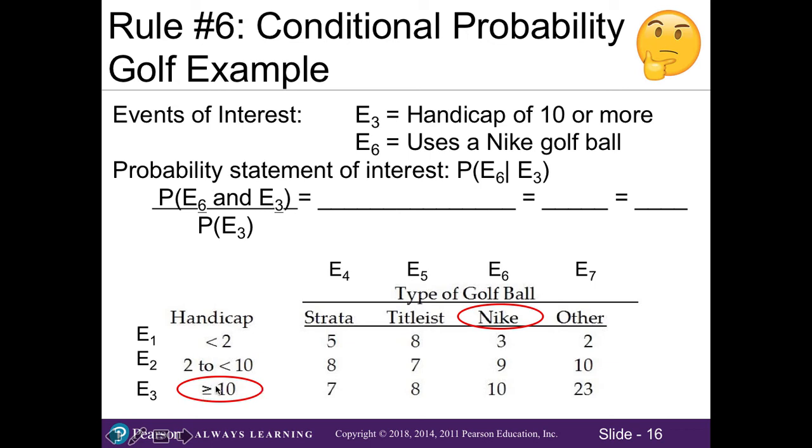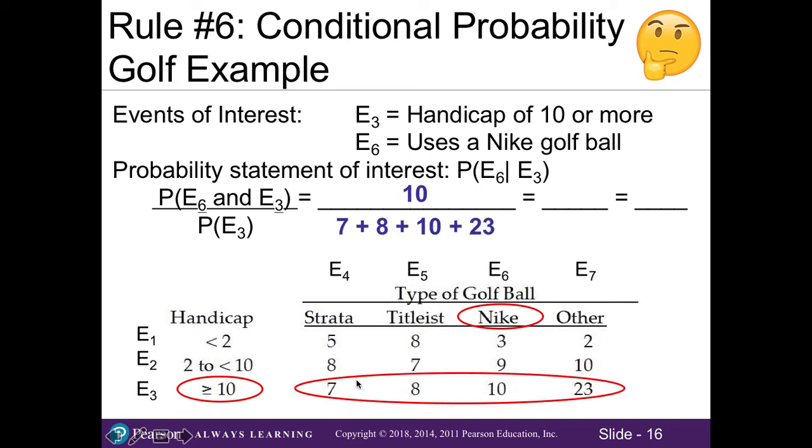So what you'll want to do is read the joint table, finding our handicap of 10 or more, and going across until you get to the Nike column. So we're looking for people who are both Nike users with a handicap of 10 or more. That's where we'll put the 10 on top of our numerator. And then we want to divide by the probability of our event 3, in this case, people with a handicap of 10 or more. So if I look at my row here for event 3, I can see the number of people who have a handicap of 10 or more. So I'm going to add up all the numbers in this row.